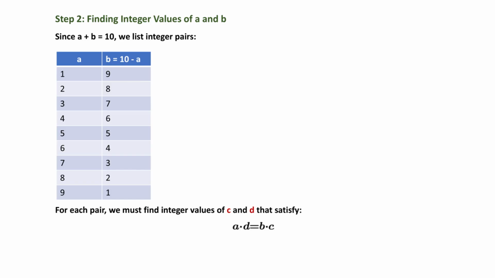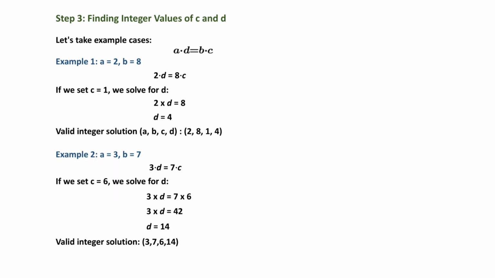Let's find integer solutions for A and B. Since A plus B equals 10, let's list all possible integer values for A and compute the corresponding values of B. If A equals 1, then B equals 9. If A equals 2, then B equals 8. And so on, till, if A equals 9, then B equals 1. Let's find integer solutions for C and D. For each pair of A and B, the values of C and D must be chosen so that A times D equals B times C.